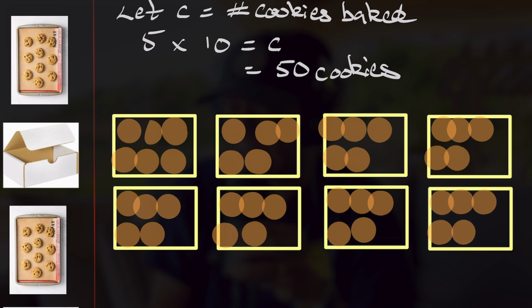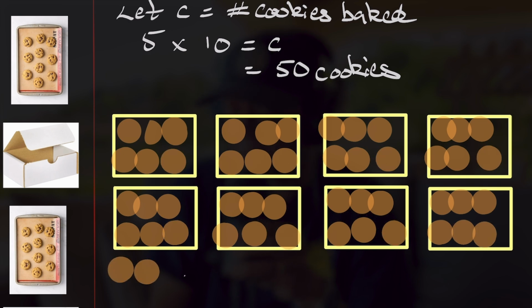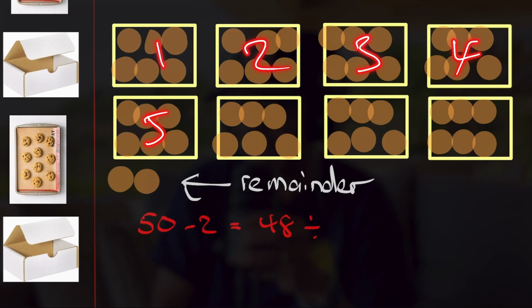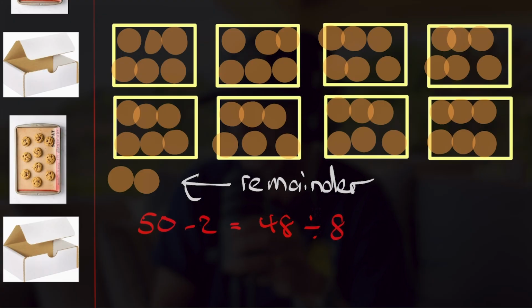So she gets to 5 and then finally to 6. Each of the 8 boxes has 6 cookies, and there are 2 cookies remaining. So in this situation, we can use some numbers here to show that 50 that she started off with, taking away the 2 leaves 48. We're going to divide it into 8 equal groups. That gives us 6 cookies in each box.